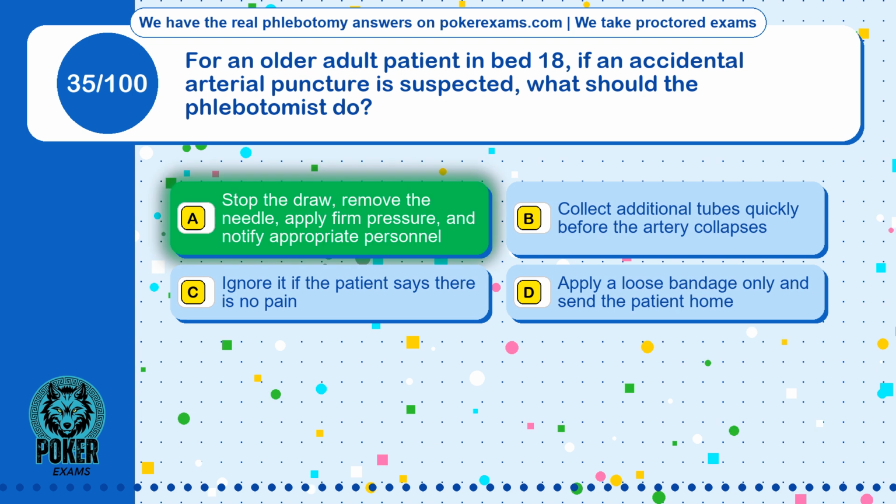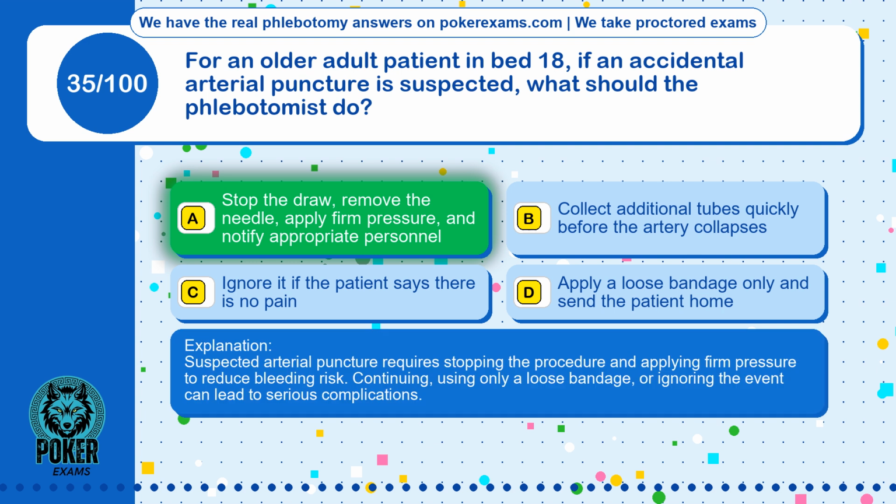The correct answer is option A. Stop the draw, remove the needle, apply firm pressure, and notify appropriate personnel. Suspected arterial puncture requires stopping the procedure and applying firm pressure to reduce bleeding risk. Continuing, using only a loose bandage, or ignoring the event can lead to serious complications.